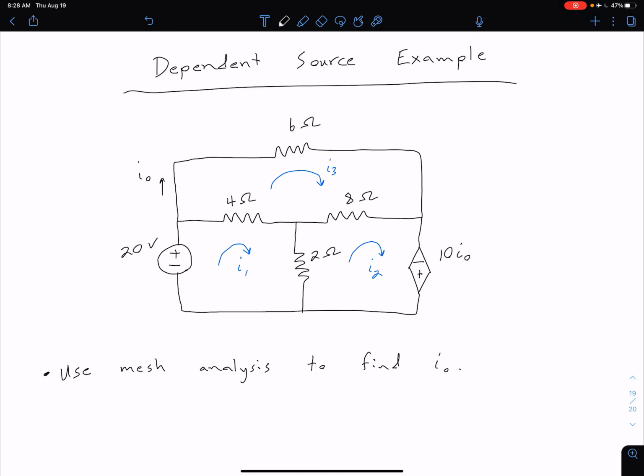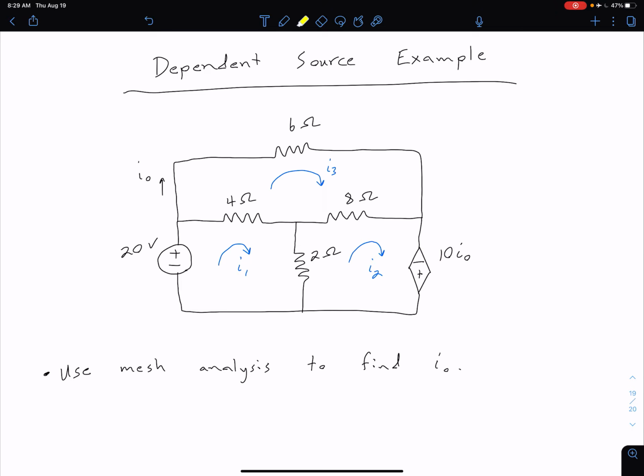Let's now take a look at an example which has a dependent source. In this particular case, the circuit has a dependent voltage source. However, the same basic idea applies if we had a dependent current source. Quick review on our dependent sources.